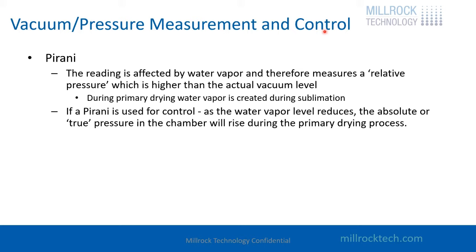How do we measure vacuum in a freeze dryer? There are two types of sensors that are typically used. The first is a Pirani. The Pirani is a less expensive offering for vacuum measurement. However, the nice part about a Pirani is we read from atmosphere all the way down to 0 millitorr. The problem is that the Pirani reading is affected by water vapor, and the primary drying cycle is creating water vapor. So if you're using these for control, the true vacuum in the system is going to change throughout the process as the water vapor content changes, and water vapor content reduces during the cycle. So we're going to talk a little bit more about what that looks like.